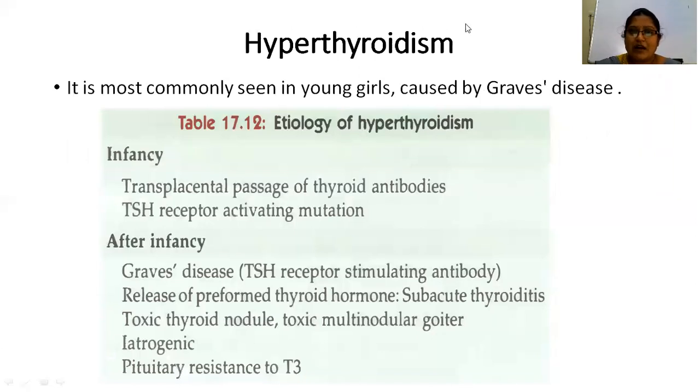And then coming to hyperthyroidism. It's most commonly seen in young girls due to Graves' disease. Etiology of hyperthyroidism: in infancy, due to transplacental passage of thyroid antibodies, then TSH receptor activating mutation. After infancy, due to Graves' disease, then release of preformed thyroid hormones due to subacute thyroiditis, due to inflammation of thyroid capsule, there is leakage of hormones. Then toxic thyroid nodule, toxic multinodular goiter, iatrogenic, and pituitary resistance to T3.